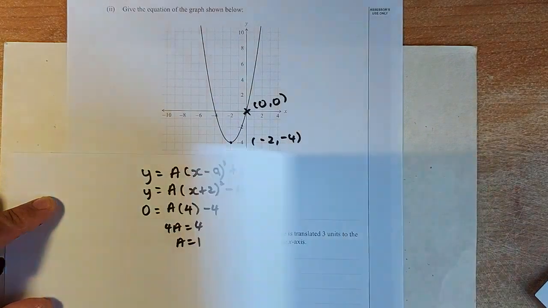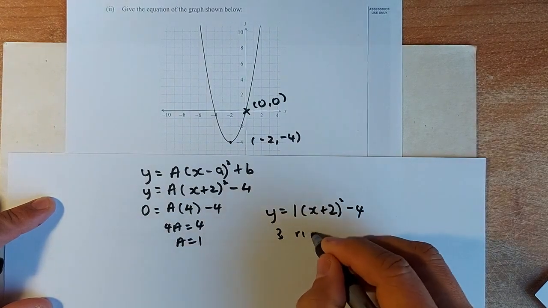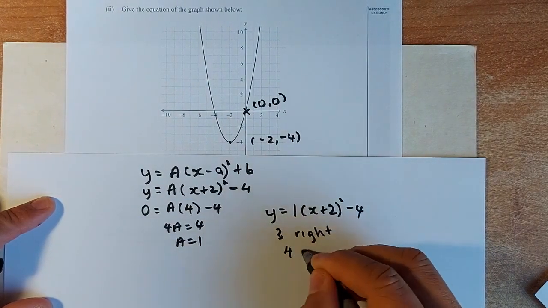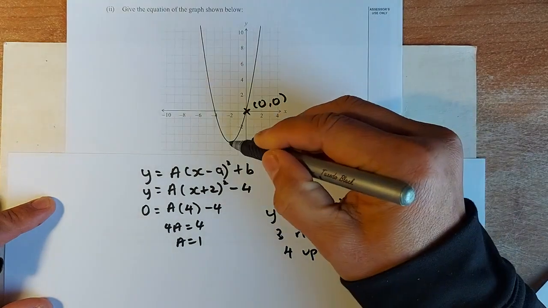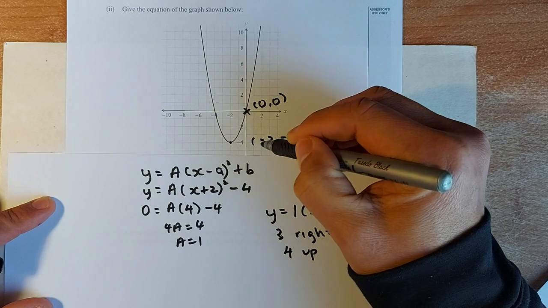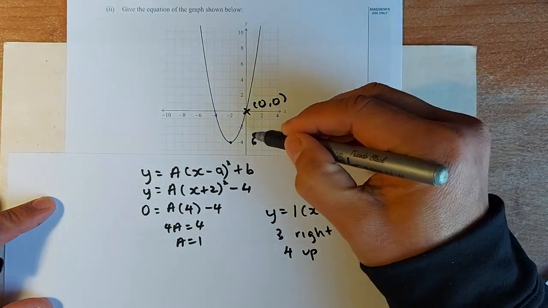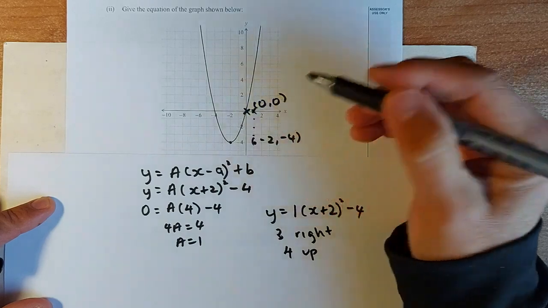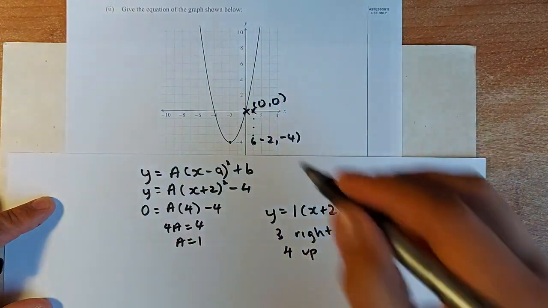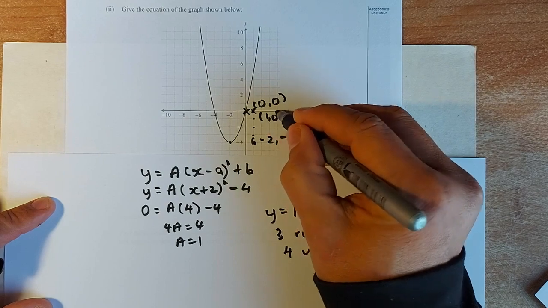Okay, suppose the next question asks you to move 3 to the right, 3 right, and 4 up. So your point here, 3 right, so you count 1, 2, 3, 3 here, okay? And then it's going to go up 4, 1, 2, 3, 4. So that will be a new point. That's your new minimum point. That point is written as (1, 0).